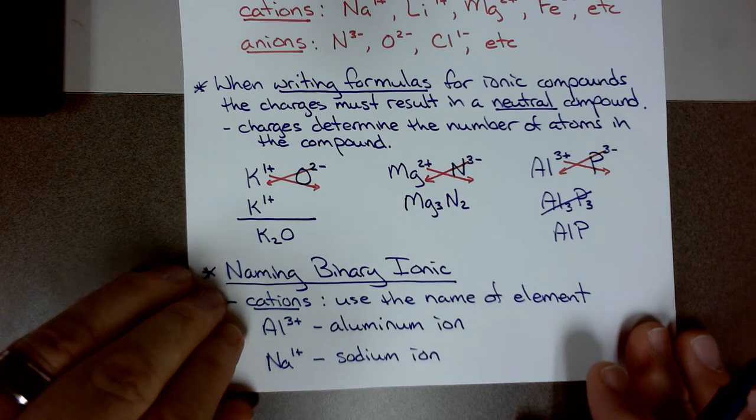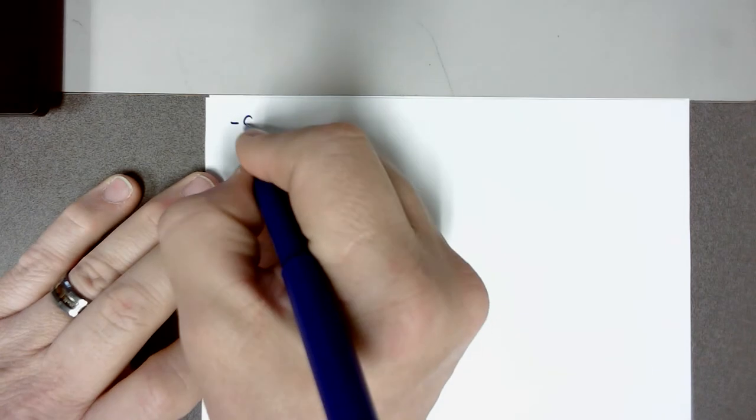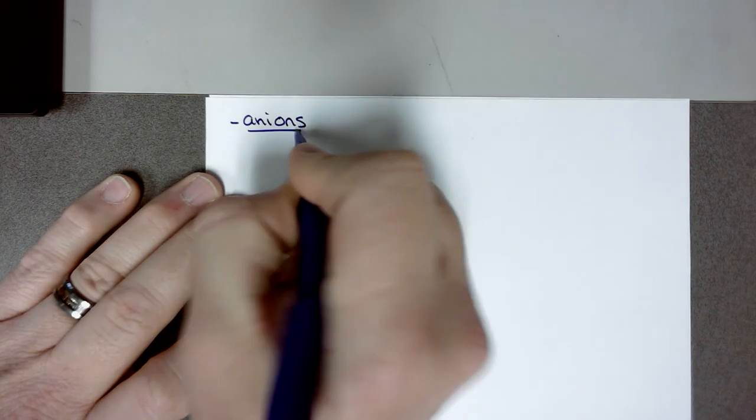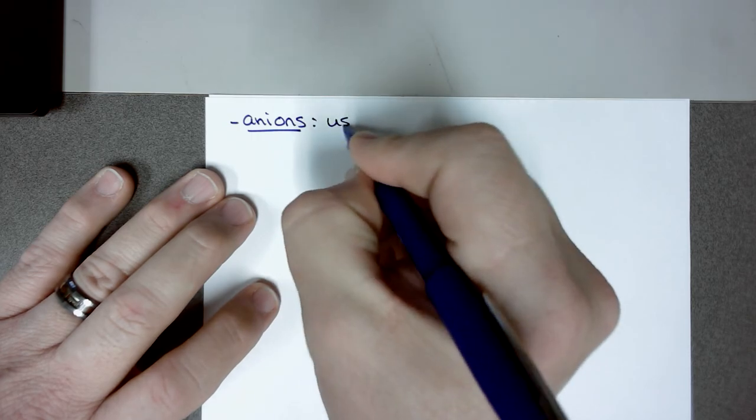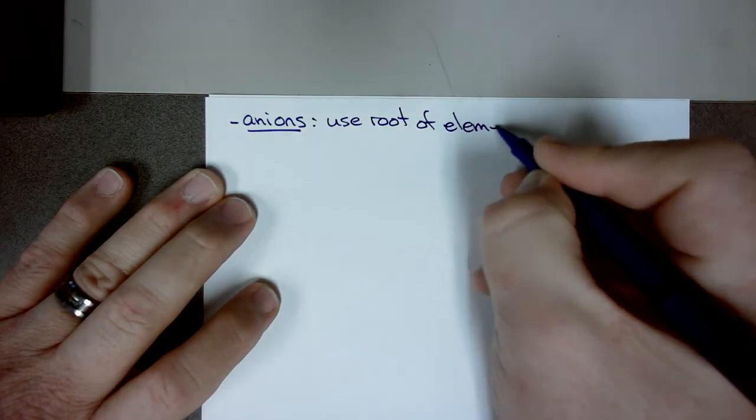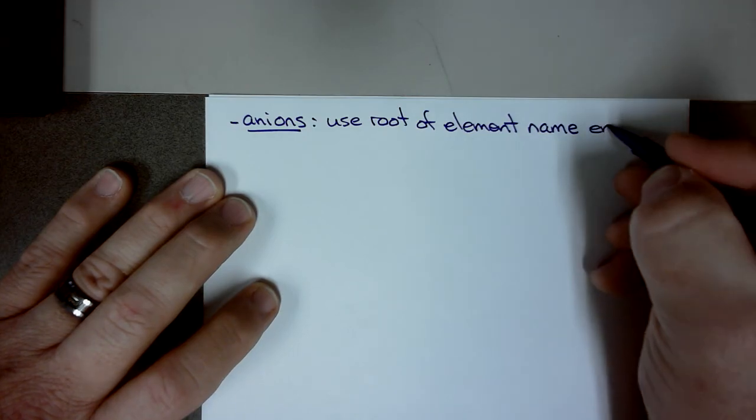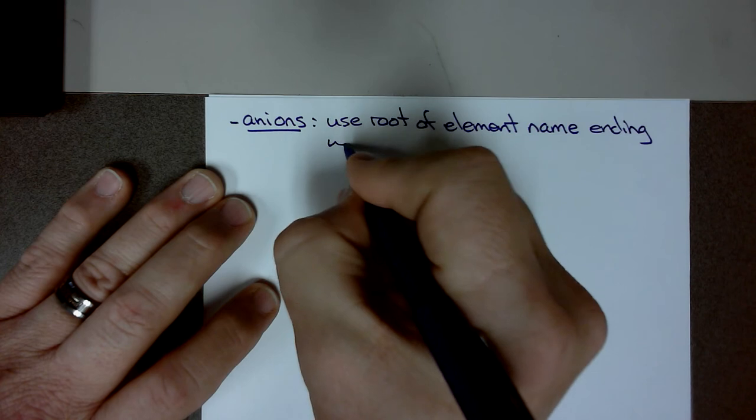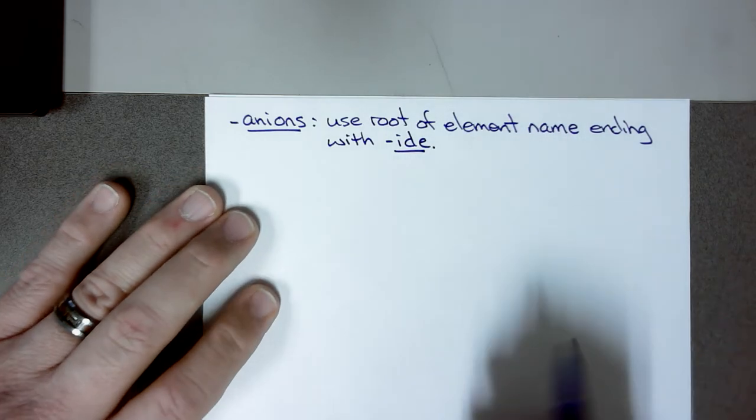Now what about the anions? The anions have a different rule. So let's look at anions. Now anions use the root of the element name ending with "ide." Okay, so let's look at what we mean by this.